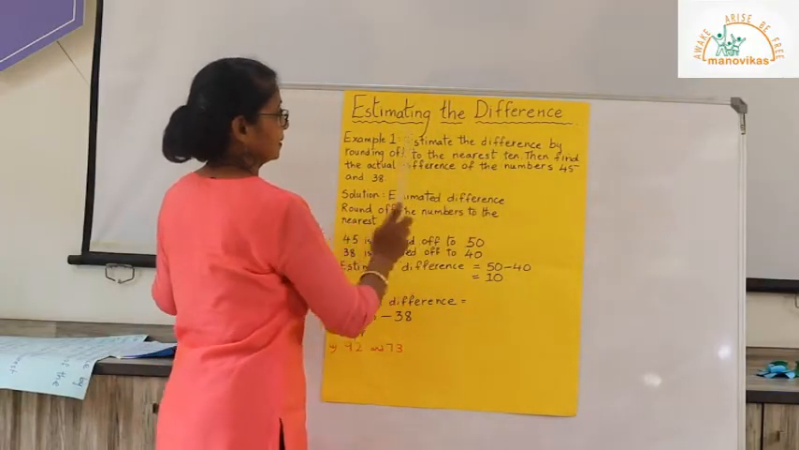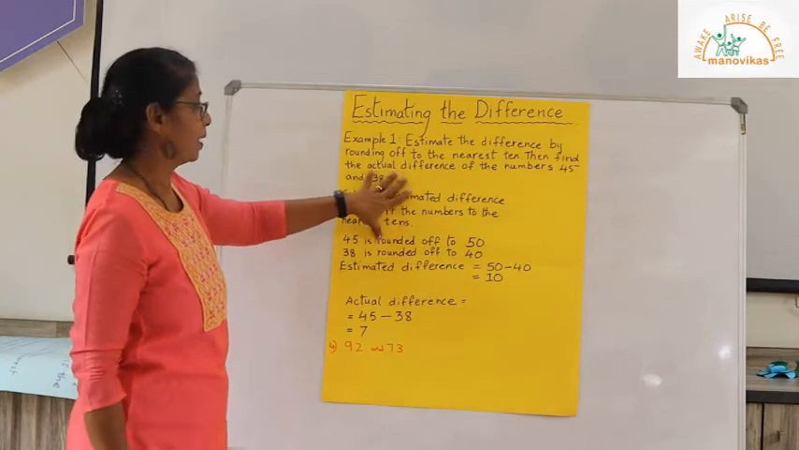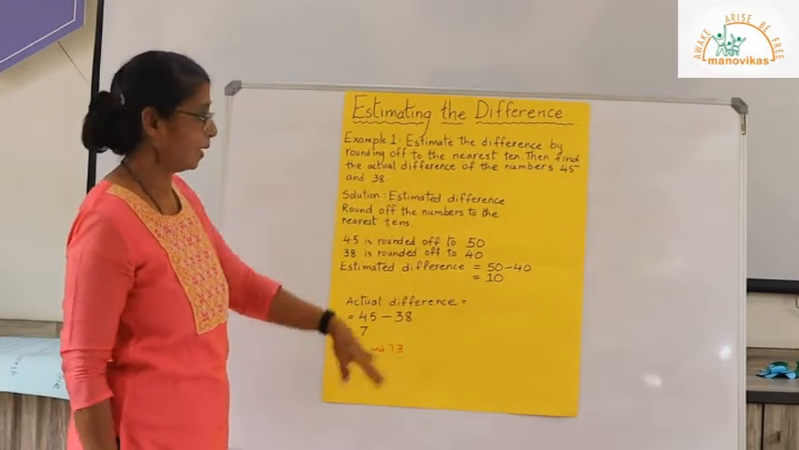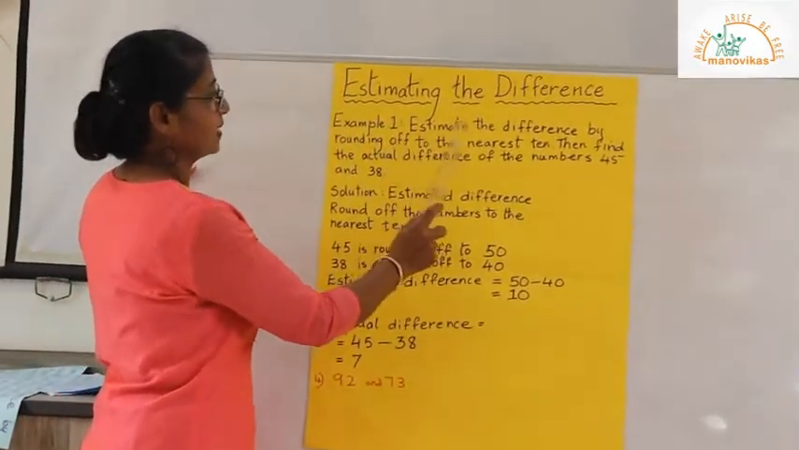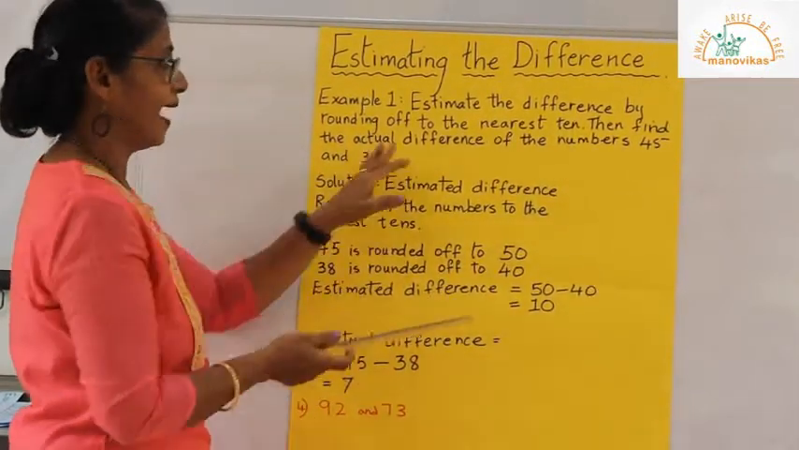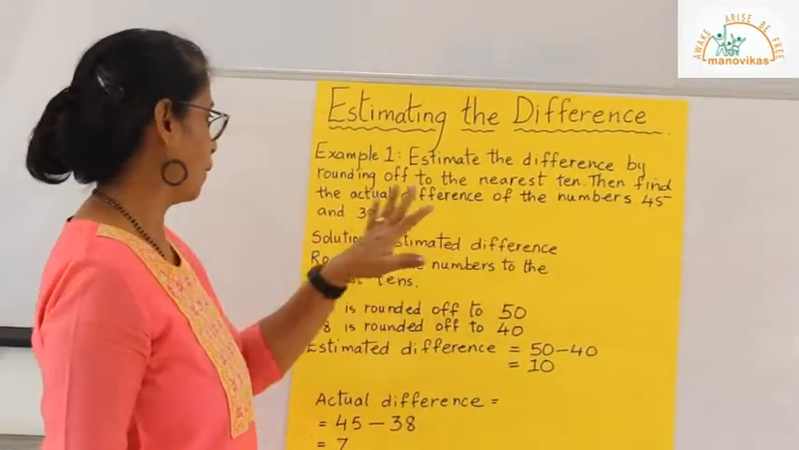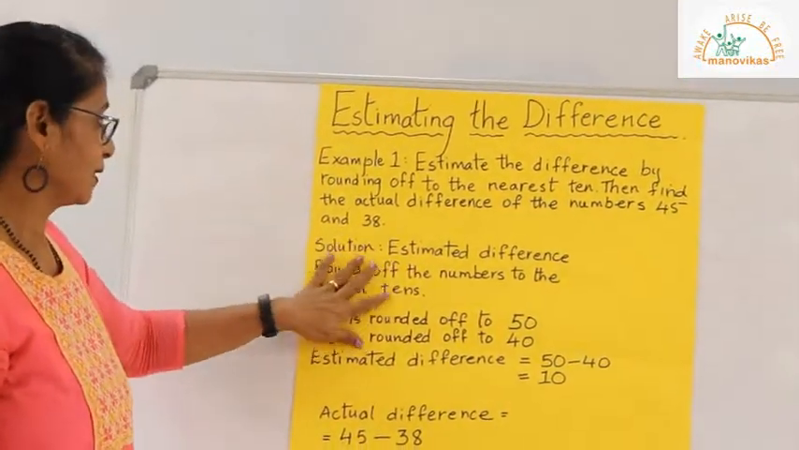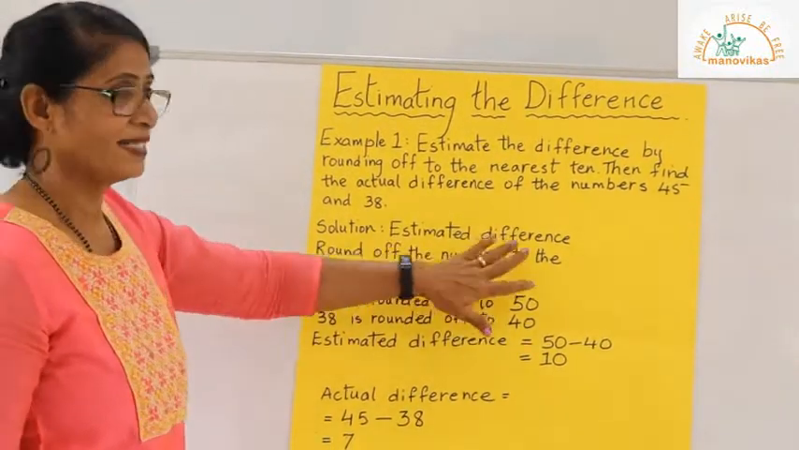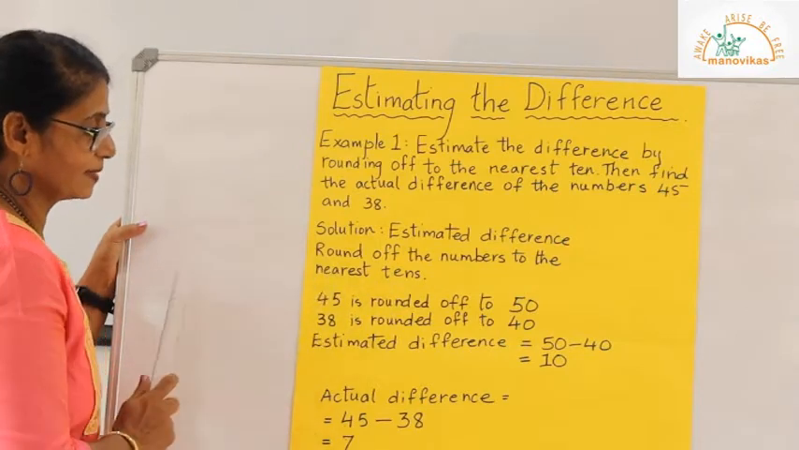Estimating the difference. Earlier on addition we had estimated by rounding off to the nearest 10 and 1000. Today we will estimate the difference by rounding off to the nearest 10 and then find the actual difference of the numbers. The numbers are 45 and 38. The estimated difference: we round off the numbers to the nearest 10.